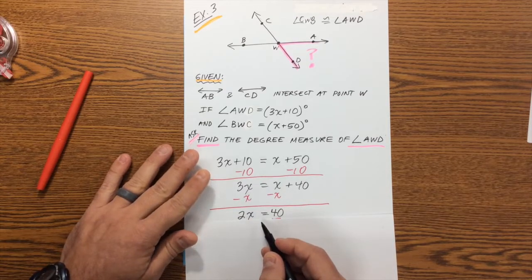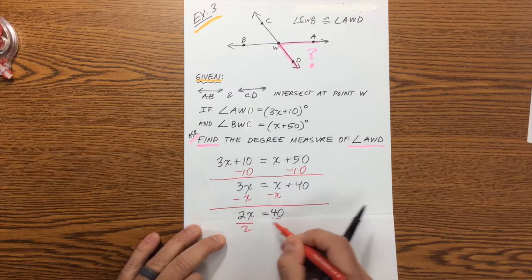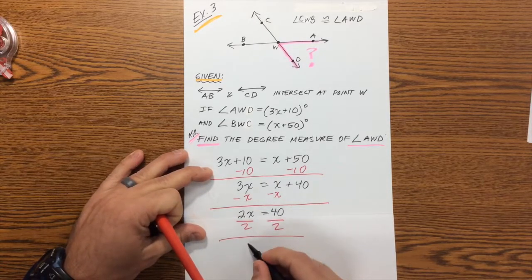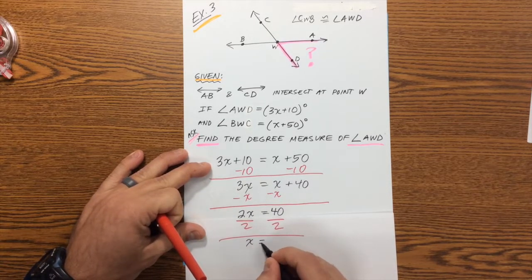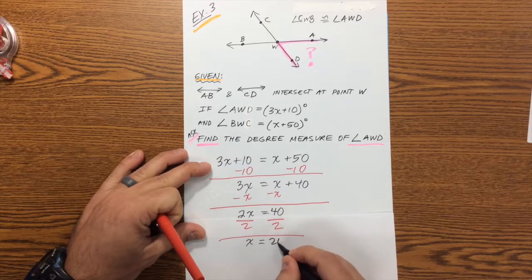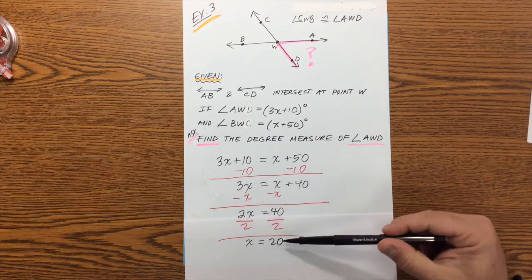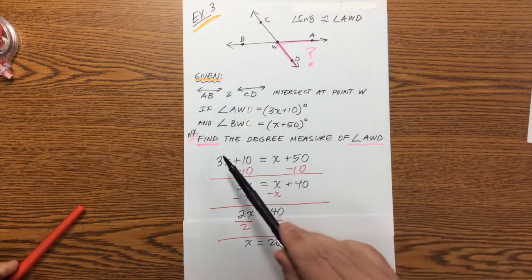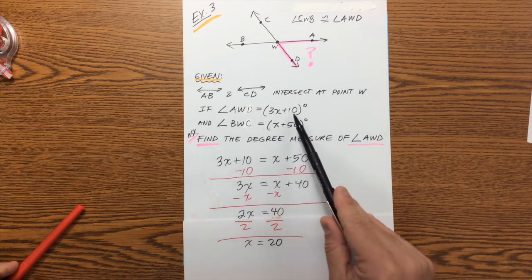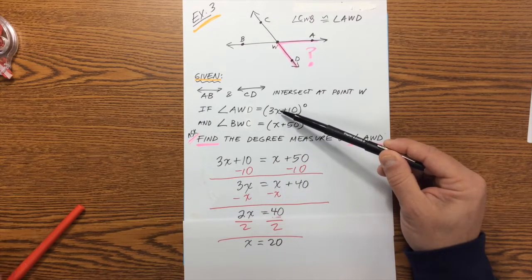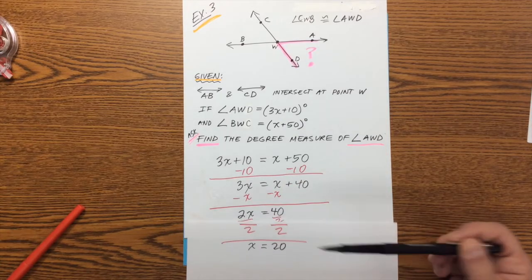I'm going to go ahead and divide both sides of the equation by 2. And what I'm going to get is x equals, 2 goes into 40 20 times. All right? So far, so good? So how am I going to now, with this new knowledge, figure out what the measure of angle AWD is? You got it. I'm going to take the 20 and I'm going to plug it into this. All right? So let me do that for you real quick.